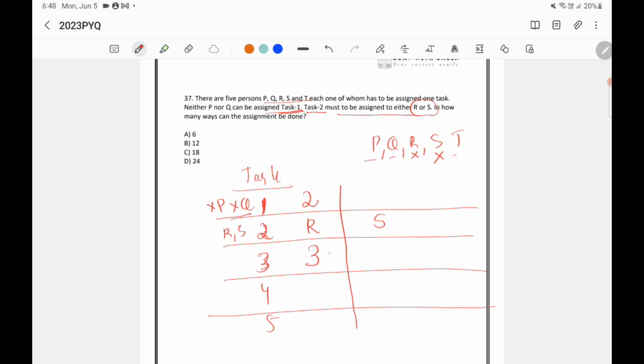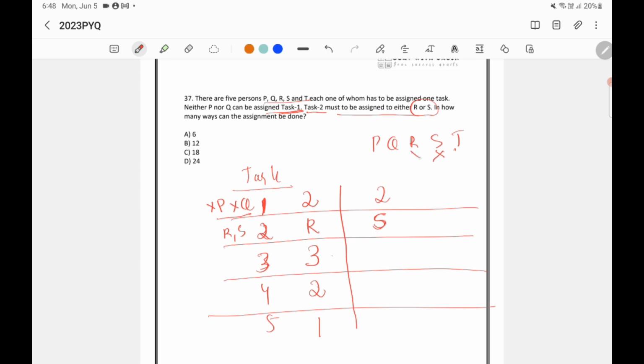Then if I choose P here, that is gone. Then 2 possibilities will be there, Q or T. Now if I choose Q here, Q is also gone. Only 1 possibility will be here. Similarly, the next one is very similar, because for task 2 I have used S, so S is already gone, and P and Q I cannot choose for task 1, so I can only choose R or T. So 2 possibilities are there.